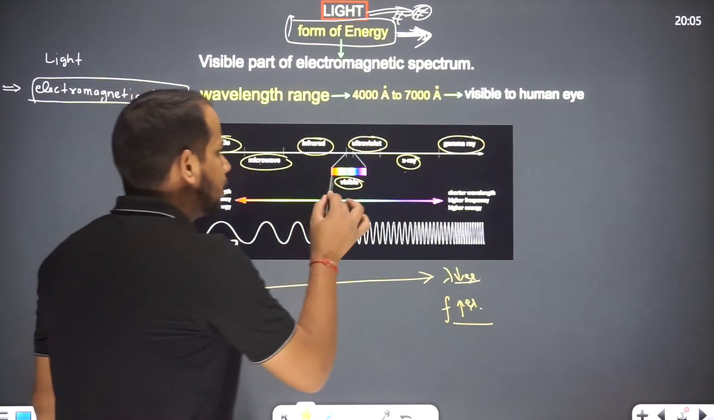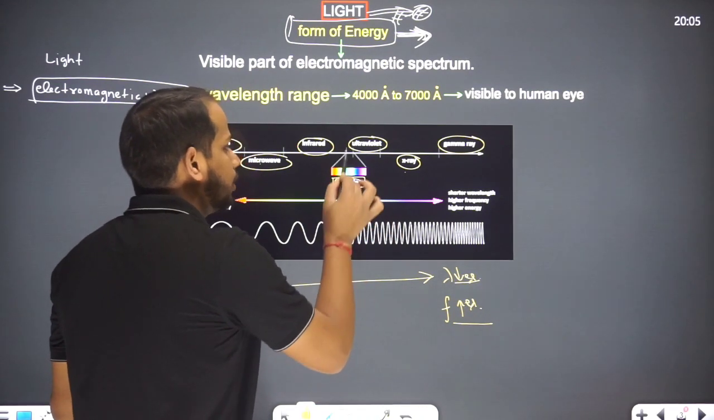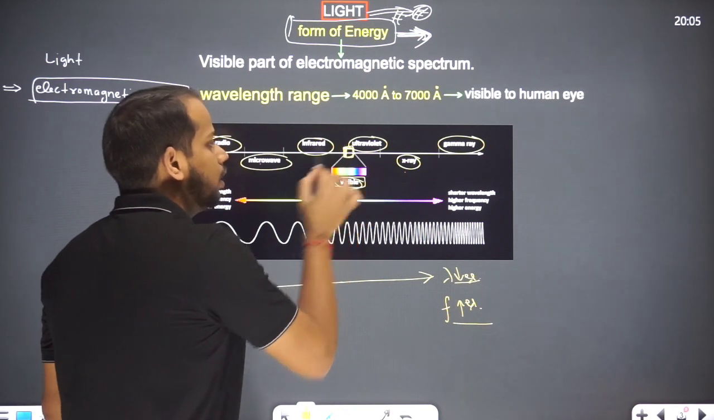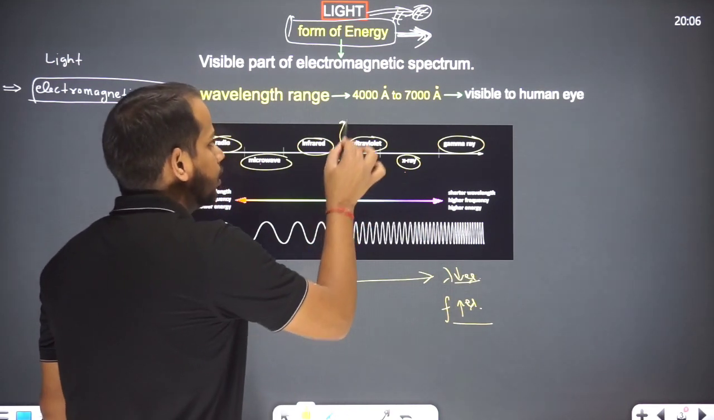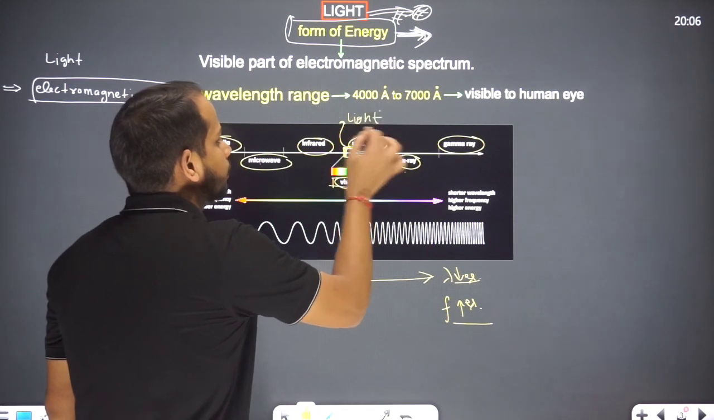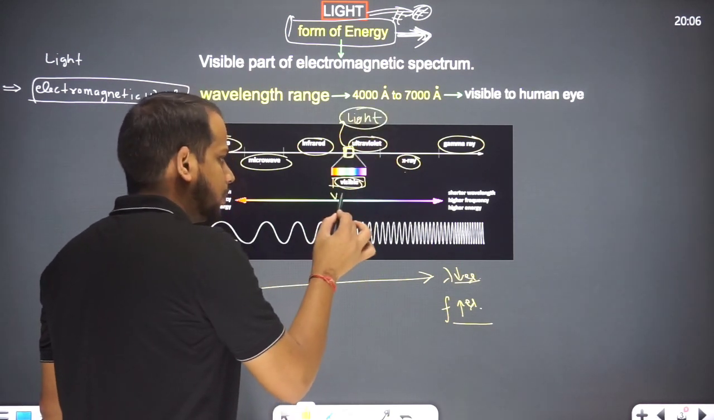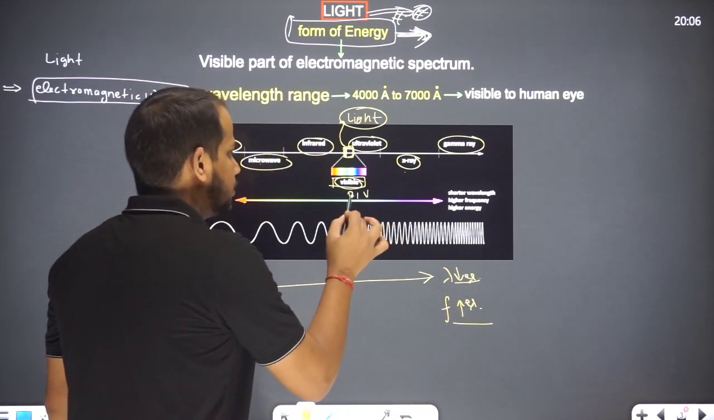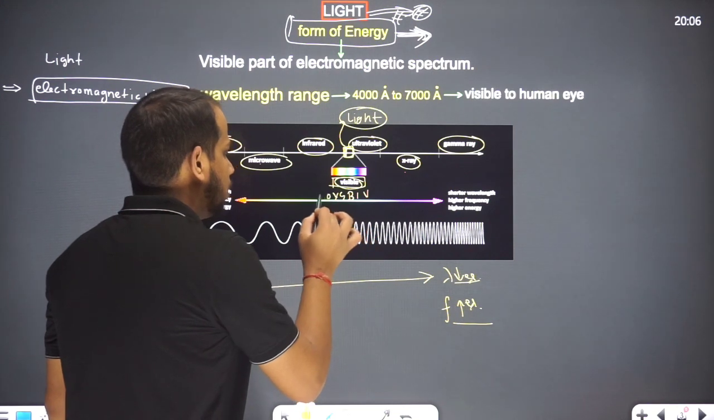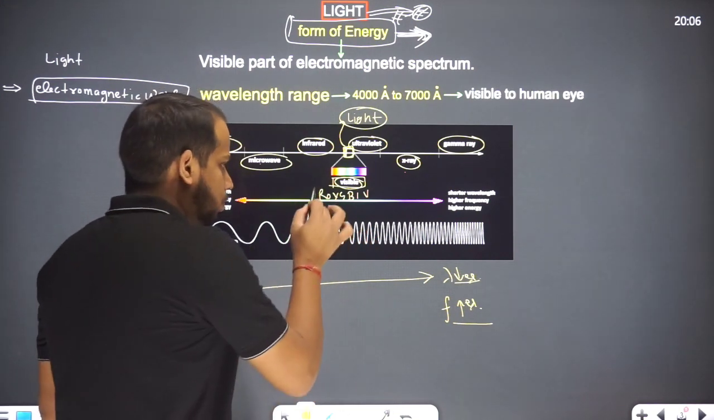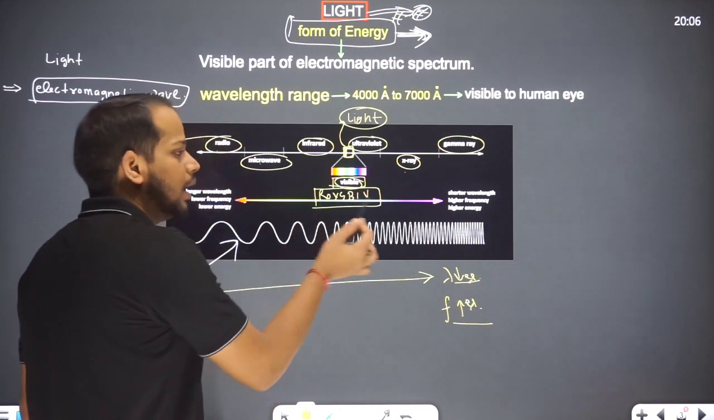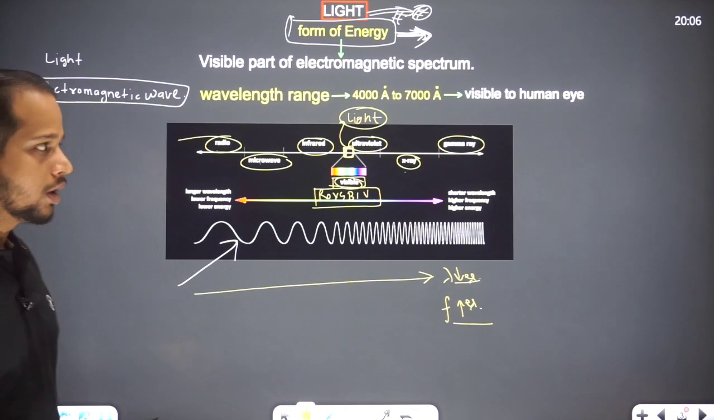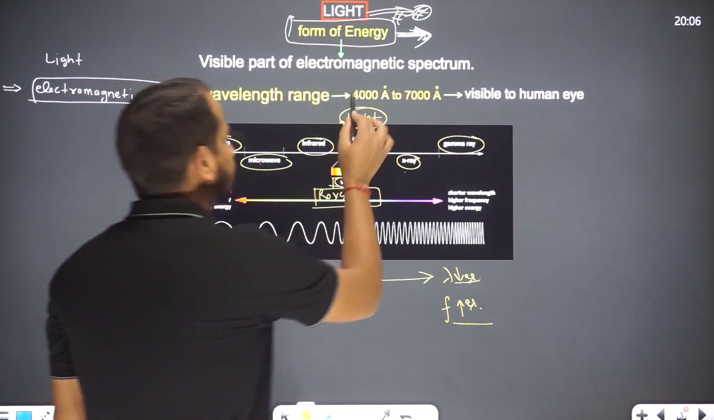This visible part is basically light. This part of the electromagnetic radiation spectrum is called light. And if this is light, you know that about light there is a wavelength. It's in reverse order, VIBGYOR. So you know very well the wavelength of red light is very high as compared to violet. So this is the part of the electromagnetic spectrum.